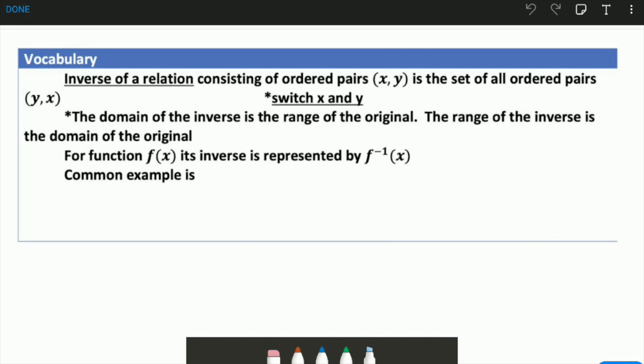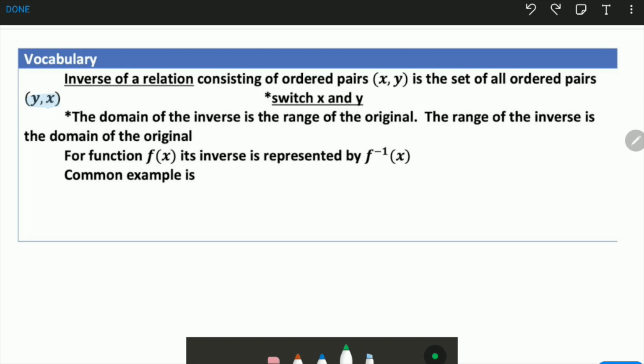Okay, in this video, we're going to be looking at inverses of relations. Relations are ordered pairs consisting of x, y, relating one value to the other, the inverse of which is all ordered pairs y, x. Essentially, a way of remembering it is that x and y flip-flop compared to the original. The domain of the inverse becomes the range of the original, and the range of the inverse becomes the domain of the original. The inverse is denoted with this notation, f⁻¹.